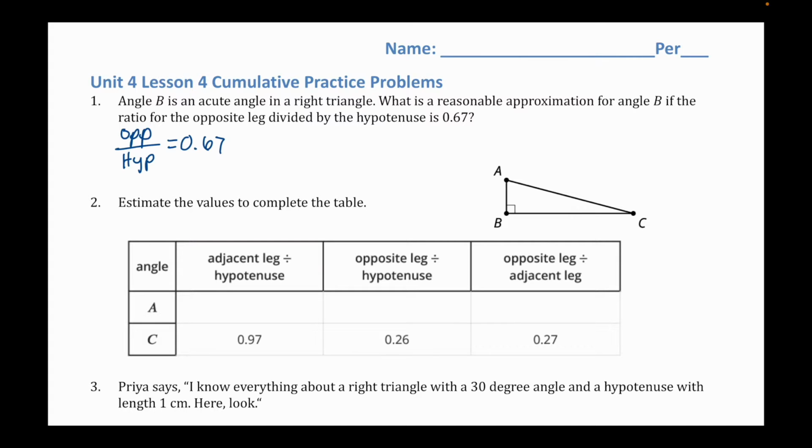0.67. Now I have two values here. I see 0.643. So 40 degrees would give me 0.643. And 50 degrees gives me a larger number, 0.766. So if the ratio for opposite leg divided by hypotenuse is 0.67, I'm going to say it's probably in between there, but probably closer to 40. So I would maybe say like 43 degrees might work. So I'll write approximately 43 degrees.